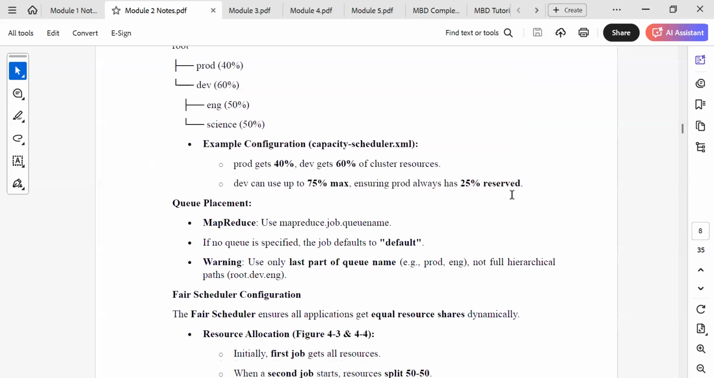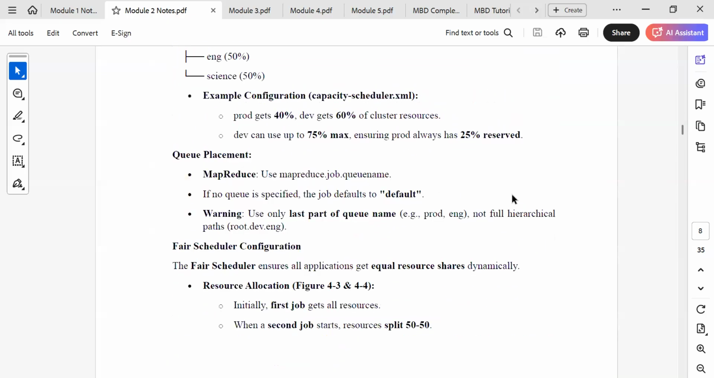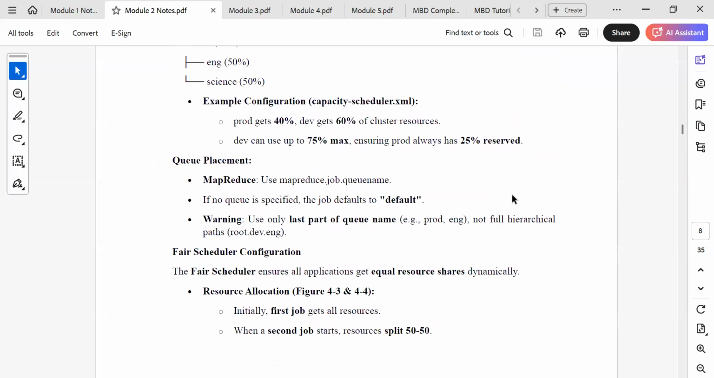Queue placement: mapreduce.job.queuename. If no queue is specified, the job goes to the default queue. Warning: use only the last part of a queue name. For example, production or English, not the full hierarchical path like root.development.english. And that was the capacity scheduler configuration.